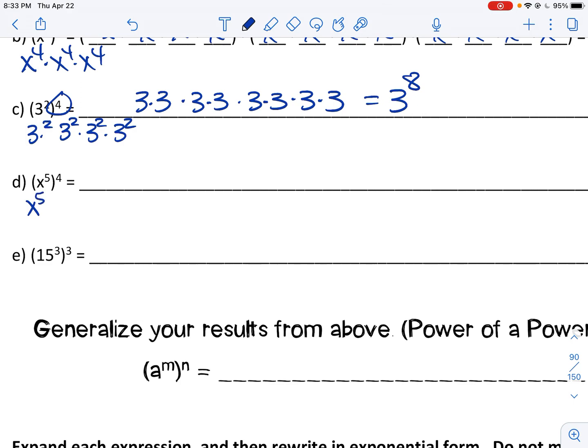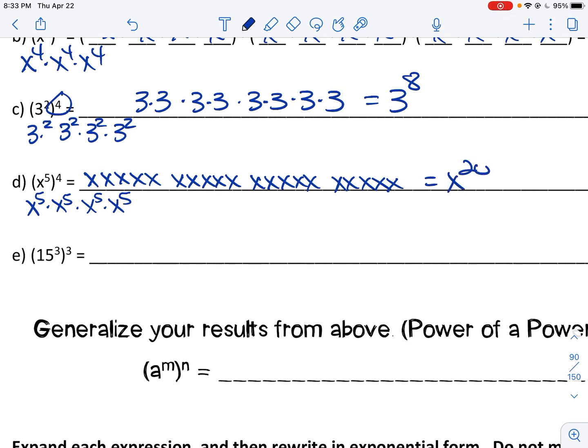This one is saying x to the 5th times x to the 5th times x to the 5th times x to the 5th. And what are we going to do with this? We're going to write it out. 1, 2, 3, 4, 5. 1, 2, 3, 4, 5. 1, 2, 3, 4, 5. And lastly, 1, 2, 3, 4, 5. How many do we have? We have 20 of them.